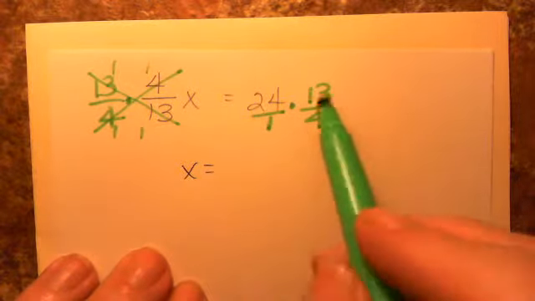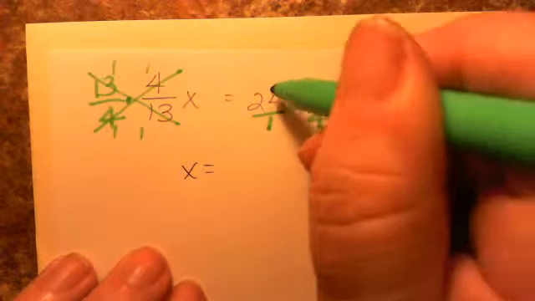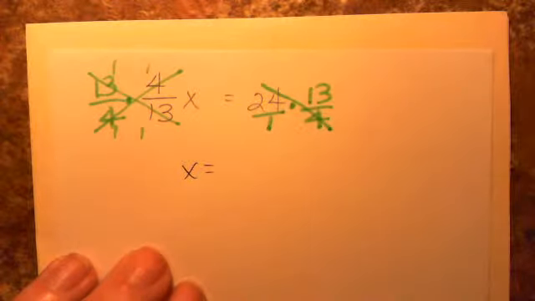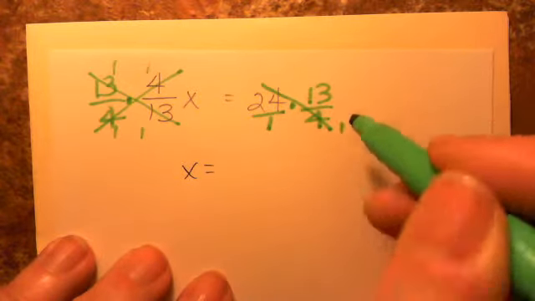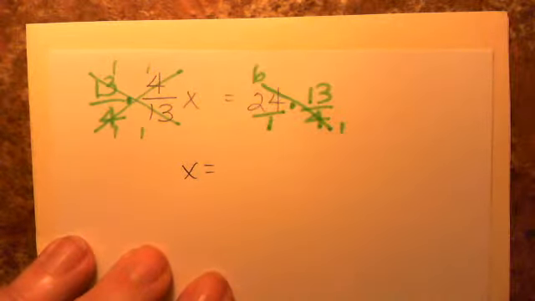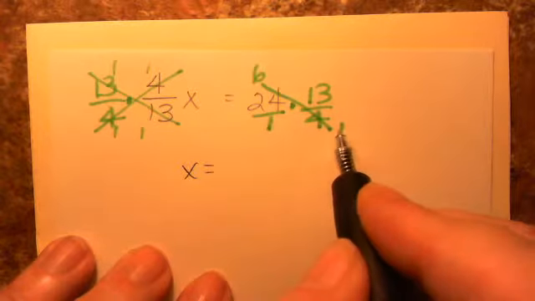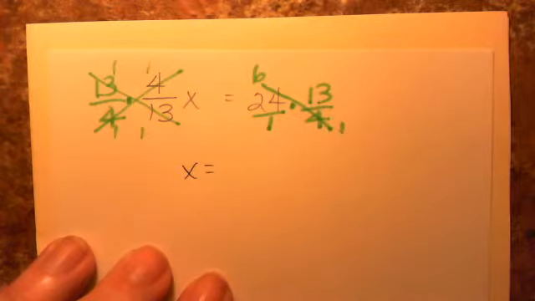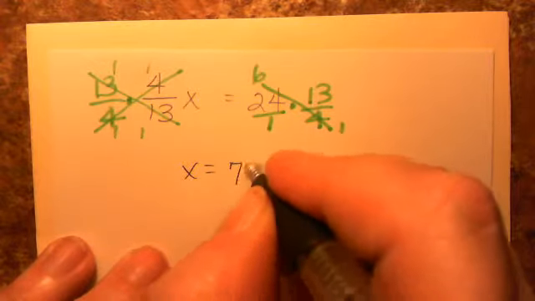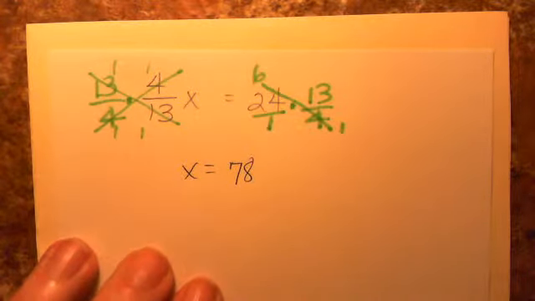Here, not everything cancels, but we can divide 24 and 4. Both of those divide by 4, leaving a 1 here and a 6 here. Then we just have one denominators, which we don't have to write. 1 times 1. 6 times 13 gives us 78. X is equal to 78.